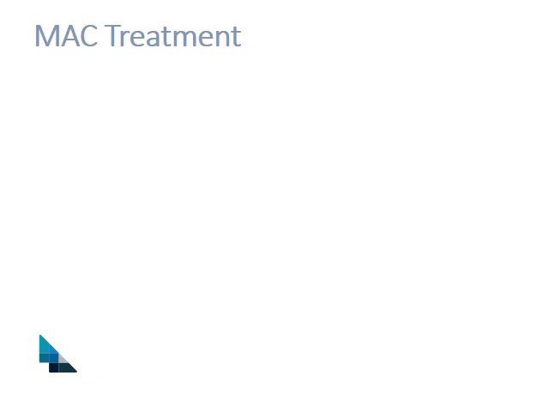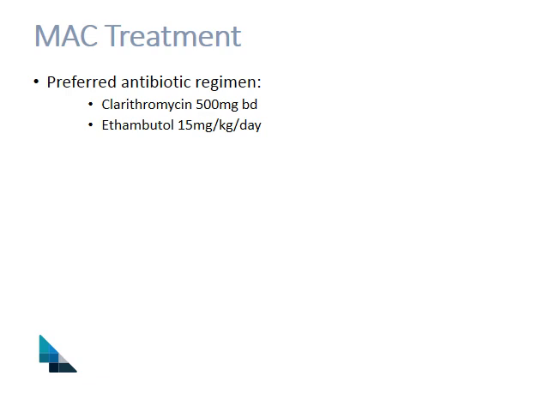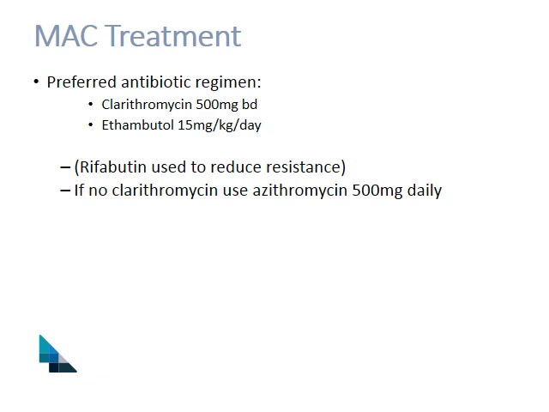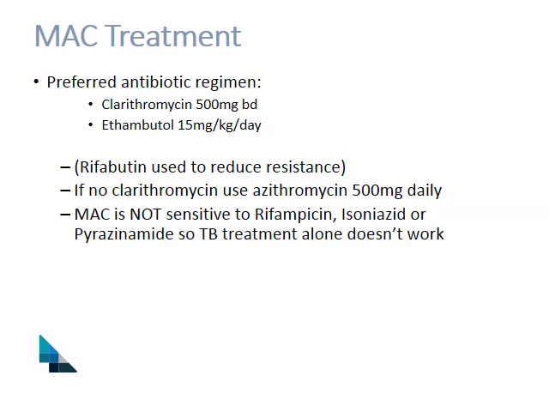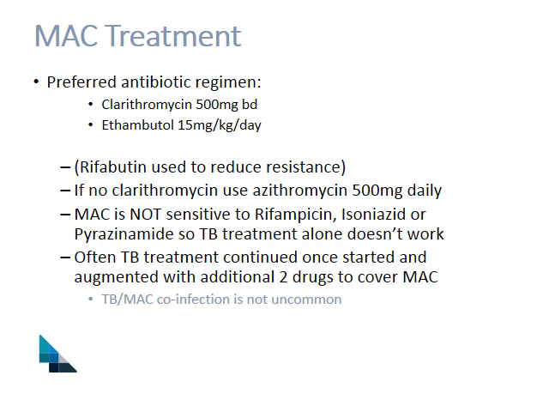So what treatment would we have needed to use for this gentleman? The preferred antibiotic regimen for MAC is usually at least 2 drugs, which is clarithromycin as well as ethambutol. Quite often, if possible, a 3rd drug, rifabutin, is used to reduce possible resistance. We often don't have clarithromycin, and one can use azithromycin. Azithromycin might be a better choice because it has much fewer drug interactions. Remember that MAC is not sensitive to rifampicin, isoniazid, or PZA, so your TB treatment on its own is not going to work.